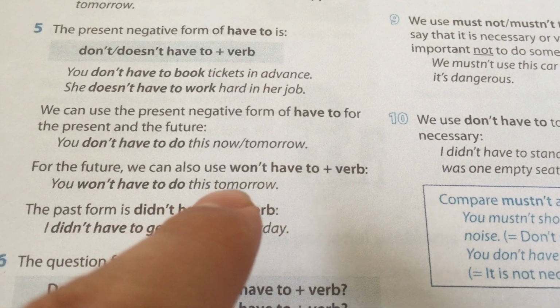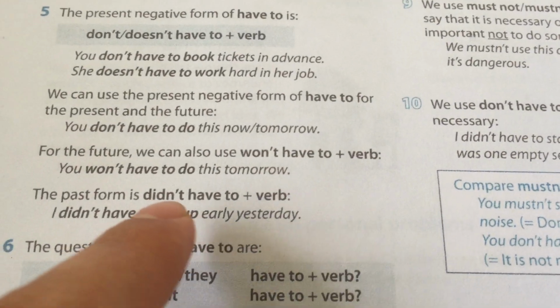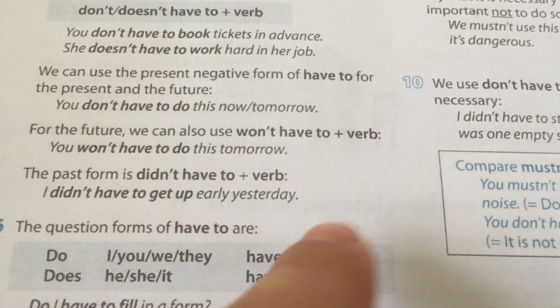For the future, we can also use won't have to. You won't have to do this tomorrow. It will not be necessary. The past form is didn't have to plus verb. I didn't have to get up early yesterday.